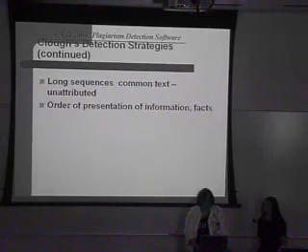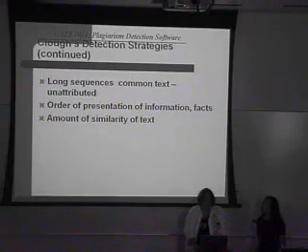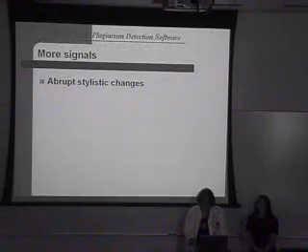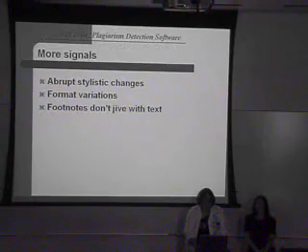And we're looking for clues. There's an article in the bibliography by Clough, and he has the best list I've seen of all the different clues you should look for when you're reading a student paper. Now, he's writing it from the perspective of a programmer, because this is what programmers are trying to teach their programs to look for. For instance, long sequences of common text unattributed, as you would imagine, but also the order of the presentation of the facts, the structure, the amount of similarity, the sudden incoherence of text. Those are the things you're looking for. Abrupt stylistic changes, major format changes.